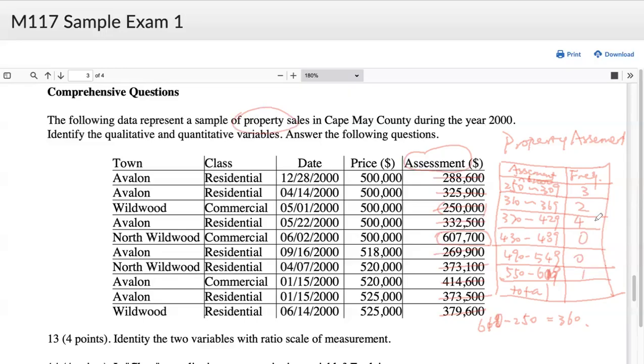So how many do we have? We have 1, 2, 3, 4, 5, 6, 7, 8, 9, 10. So the total should be 10. Now let's add up. 3 plus 2, 5, plus 4, 9, plus 1, bingo, 10. Okay, so this would be one distribution table. I remember I did five classes in class, with the length being 70. All right, so 5 or 6, it's fine.